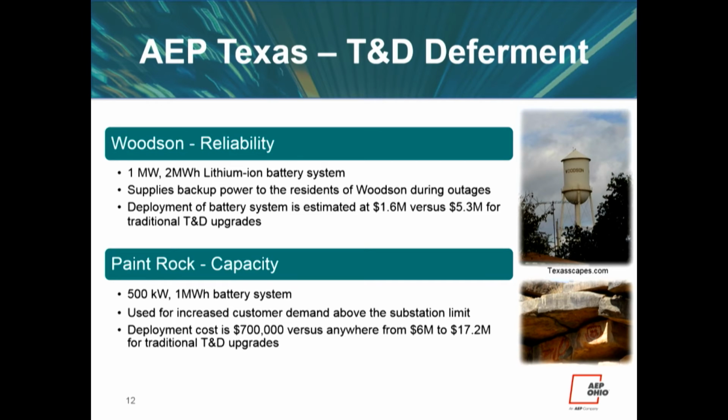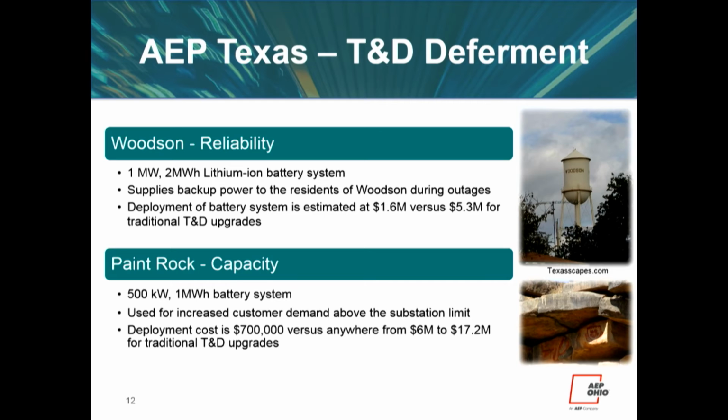The second use case, Paint Rock, Texas, which was a capacity issue. In this case, AEP Texas was looking to put up a 1 megawatt hour battery system. This was to resolve a load growth or capacity concern they were dealing with. In this case, the lithium-ion battery was estimated at a $700,000 cost, as compared to a traditional T&D investment of $6 to $17 million. So a pretty big difference there.